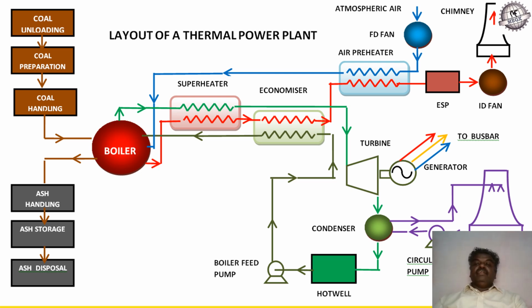And now when we look at that complete circuit, it will make some sense. It will be easier for us to understand. So this part of the circuit is the coal and the ash circuit. And this part of the circuit is a water and steam circuit. And this part of the circuit is an air and flue gas circuit. And this part of the circuit would be the cooling water circuit.